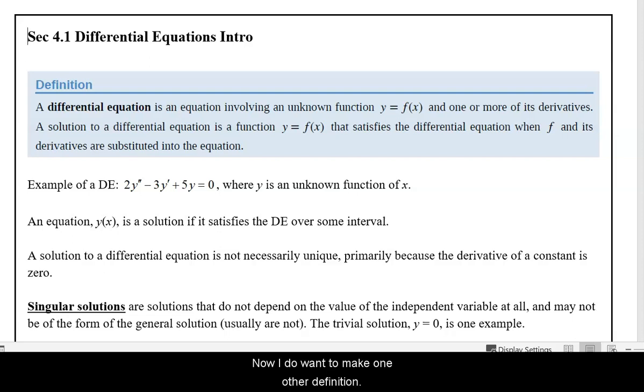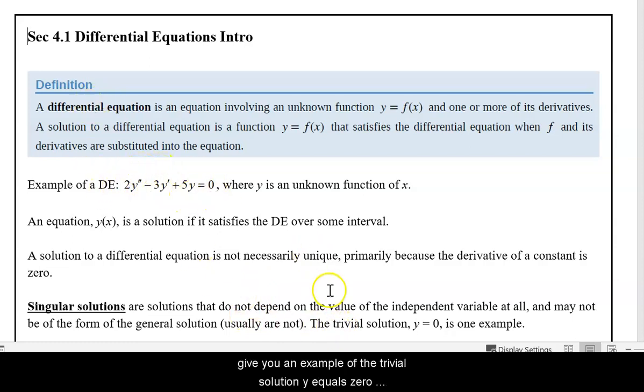Now, I do want to make one other definition, which is what's called a singular solution. A singular solution is one that does not actually depend on the independent variable at all, and it may not have the form of the general solution that you might find for equations that will satisfy this. In other words, it may not be a member of that family of solutions that will satisfy the differential equation. Usually they're not. However, they do solve it.